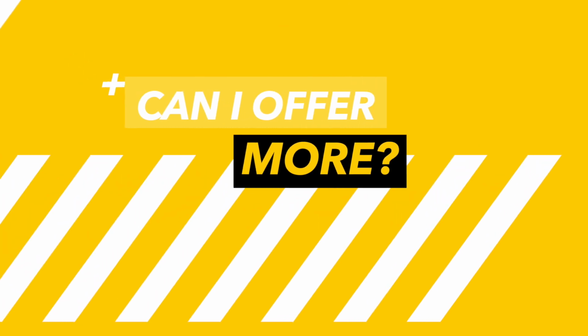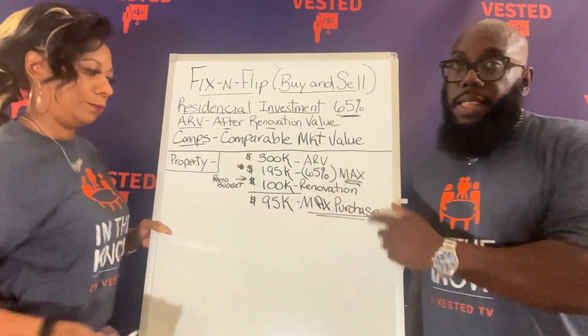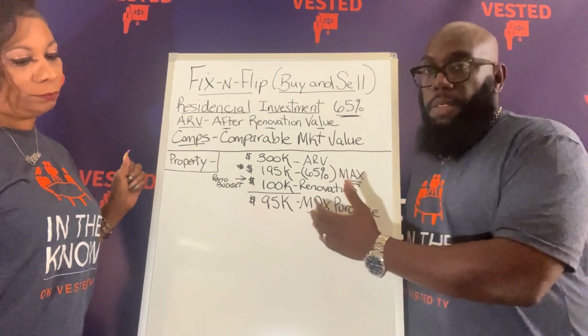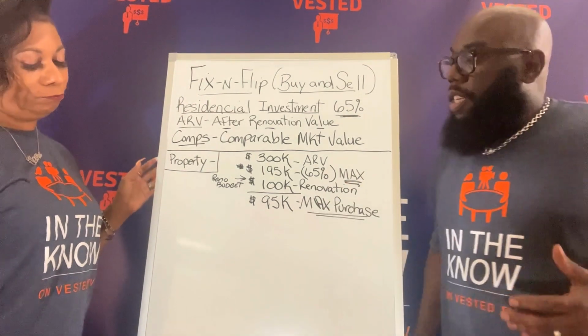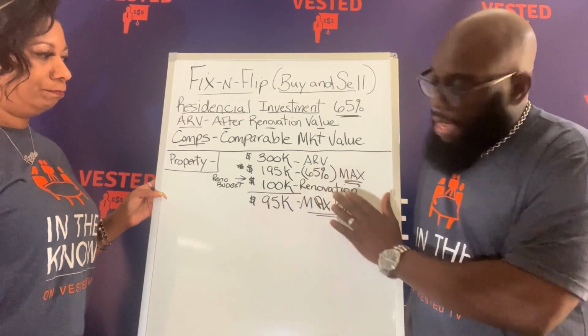Tony, can I offer more? You can offer more than $95,000 if you lower your $100,000 budget. So if you find a way to lower your budget, then you'll have more money to make an offer on. Okay? So let's say the owner says, great, $95,000 is exactly what I was looking for. You're all in at $195,000, 65% of the ARV.